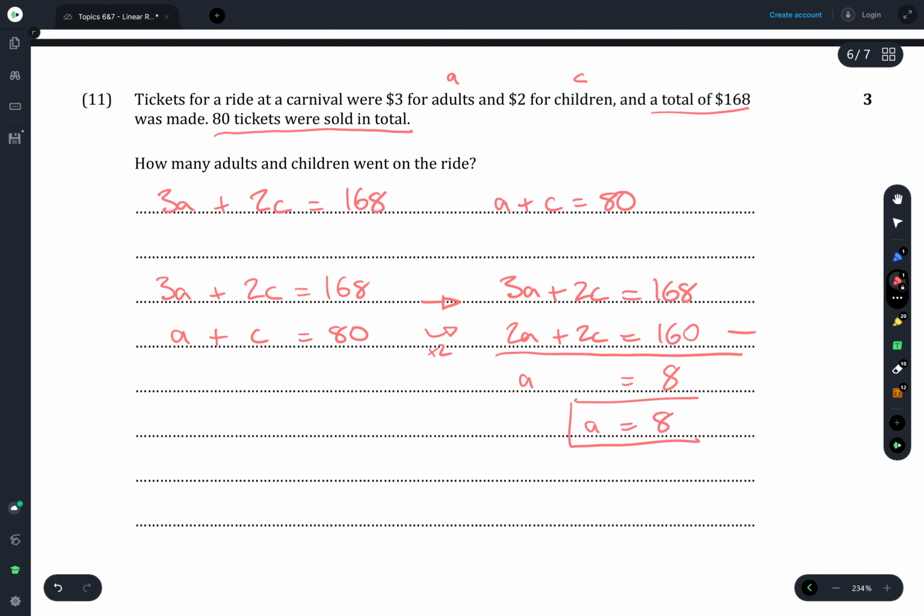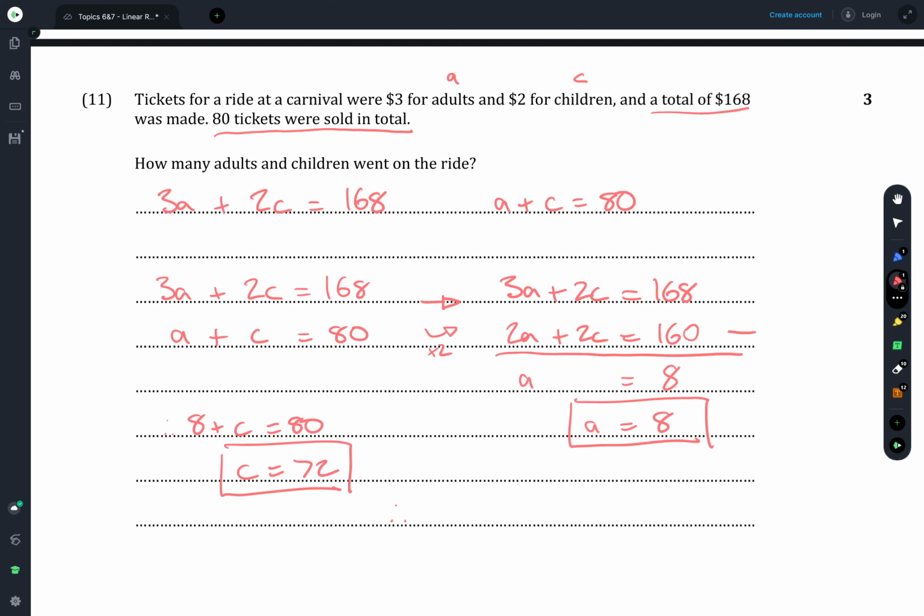We don't even need to solve anything else. So now that we have A equals 8, we can substitute that back into any of the other equations. So therefore, I have 8 plus C equals 80. So C equals 72. And so therefore, making sure that we're always answering the question, there are 8 adults and 72 children.